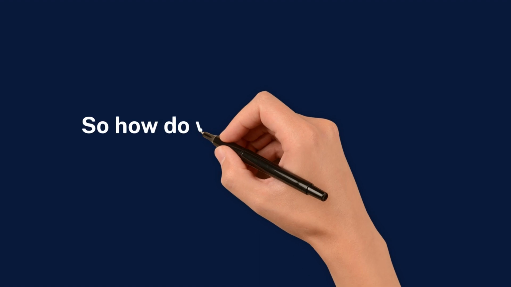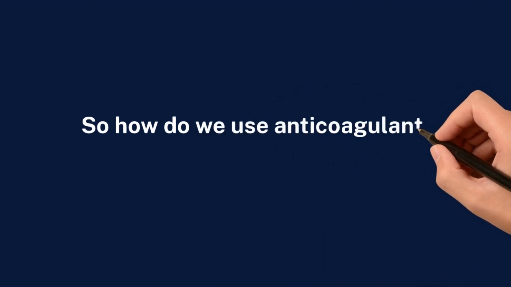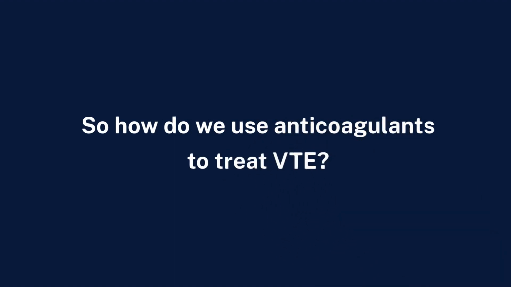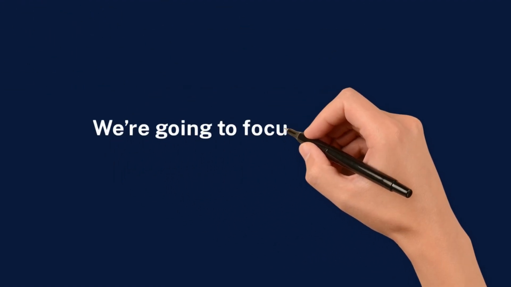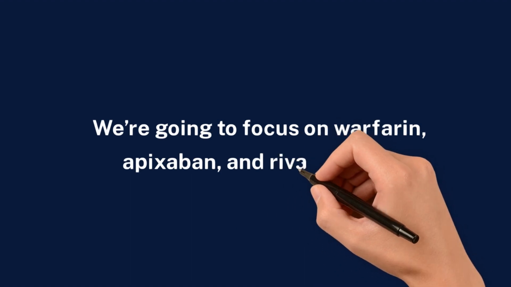form fibrin. So how do anticoagulants that we use here in the United States for the treatment of venous thromboembolism, how do they inhibit the coagulation cascade? Well, let's look at three of them, because these are the three most commonly used anticoagulants here in the United States. The first is warfarin, which is a vitamin K antagonist. The second is apixaban, and the third is rivaroxaban.